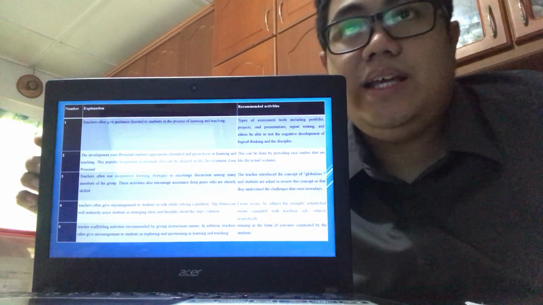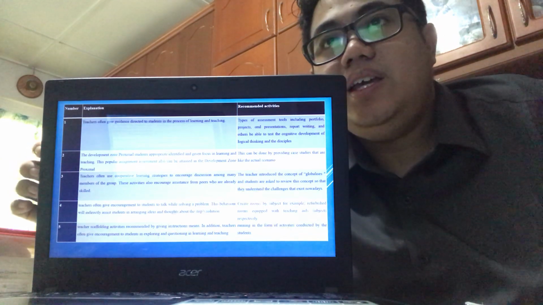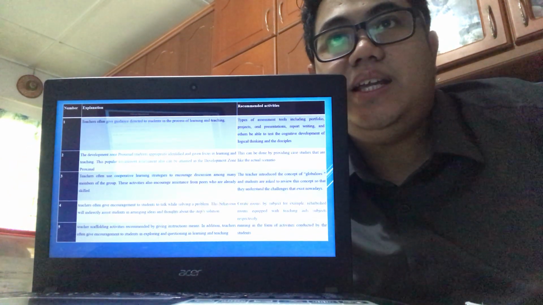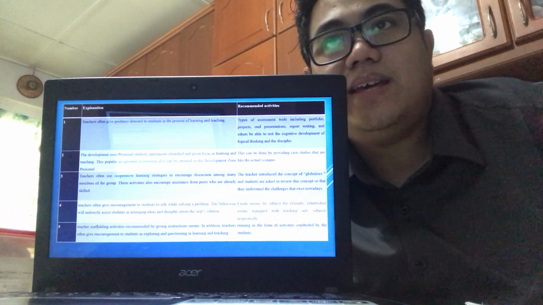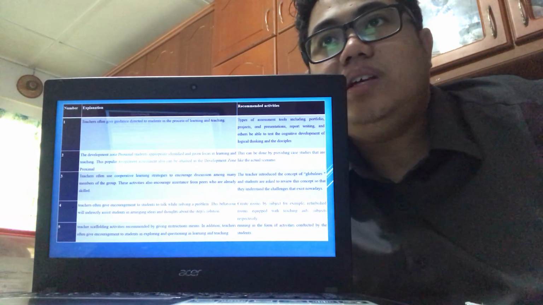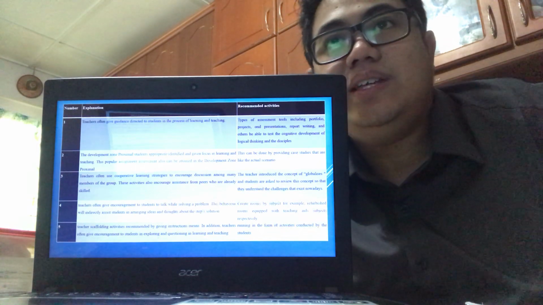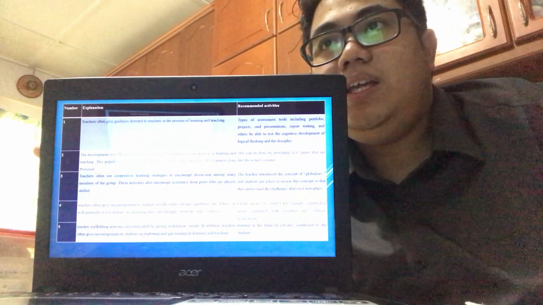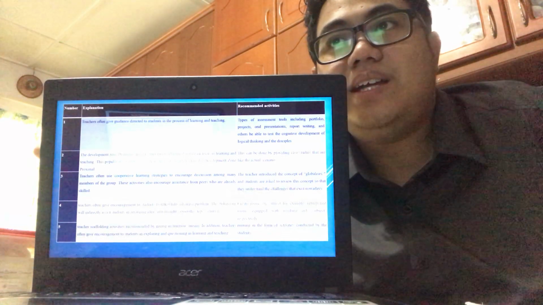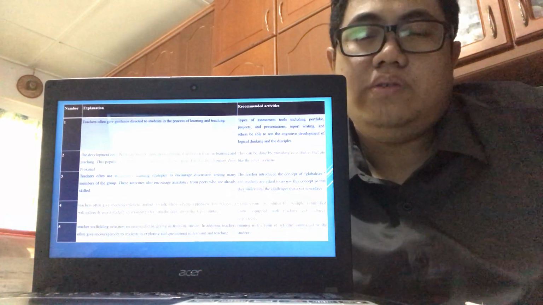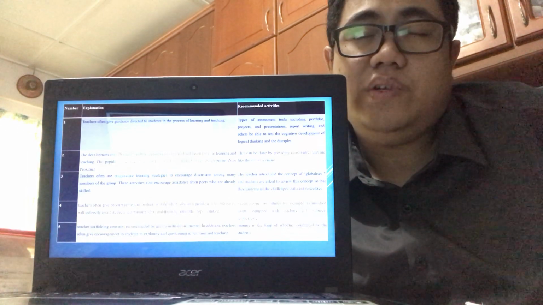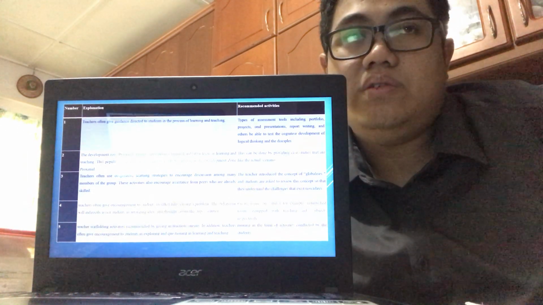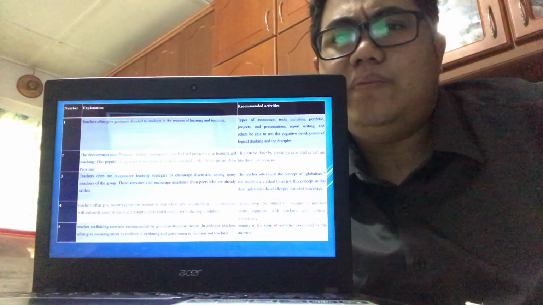Okay, the second one is ZPD, which is appropriately identified and given focus in learning and teaching. This popular assessment can also be applied in the ZPD. The recommended activity is done by providing case studies, like actual scenarios. So usually for scaffolding, the teacher will test them by giving a few scenarios, so they will find out how to solve the problem.